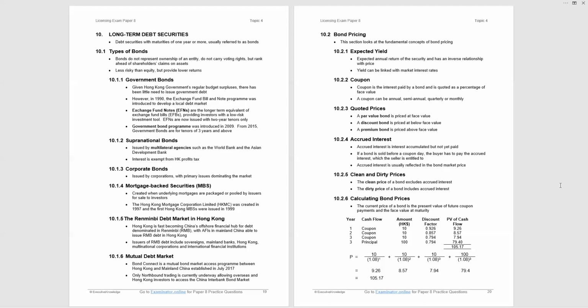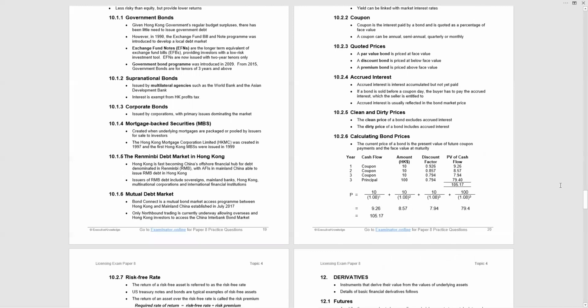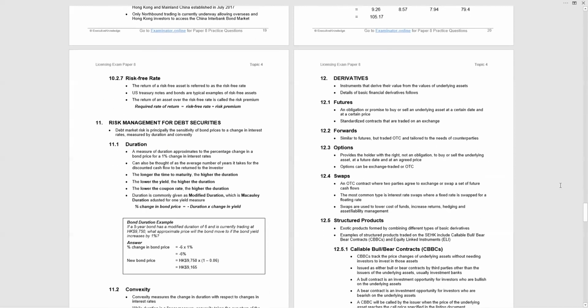105.17. Now, we see that the yield is 8%. We see that the coupon is 10%. The coupon of 10% is greater than the yield of 8%, and so it must be a premium bond. Indeed it is priced at above face value, 105.17.